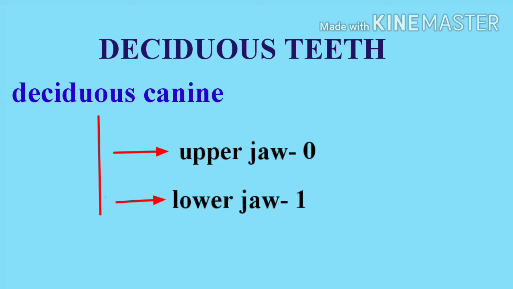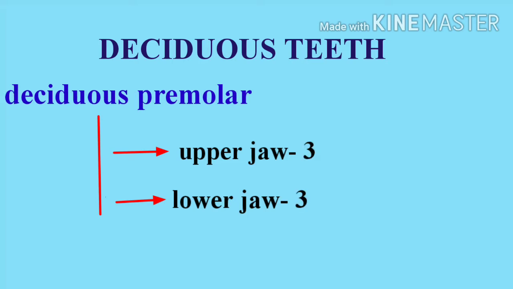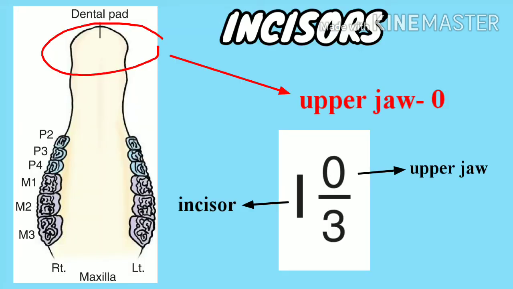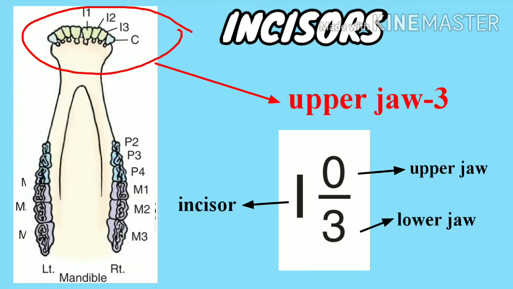And then let's see the deciduous premolar. The upper half of the jaw contains 3 premolars and the lower half of the jaw also contains 3 premolars. And then let's study the dentition of permanent teeth. Here also we are going to see half of the jaw. First, incisors. The upper half of the jaw contains 0 incisors and the lower half of the jaw contains 3 incisors. And then the canine.